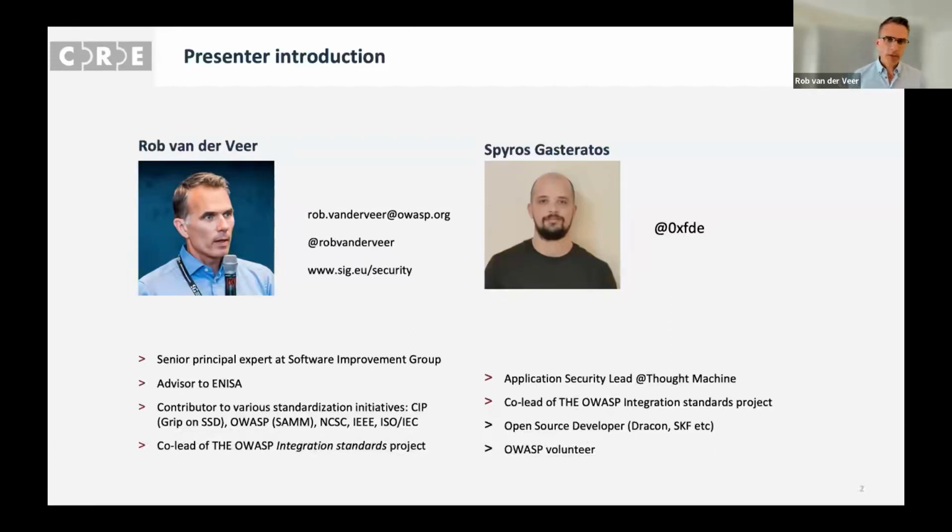Spyros, how about you? Hi, everybody. My name is Spyros Gasteratos. I work as an application security lead at a fintech company based out of London called Thought Machine. I co-lead the OWASP Integration Standards project, so this openCRE.org initiative. And in my free time, I like to be an open source developer and OWASP volunteer. I've donated code to a bunch of projects, including Dracon, SKF, and others.